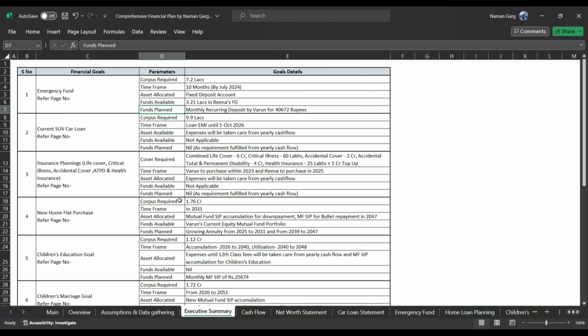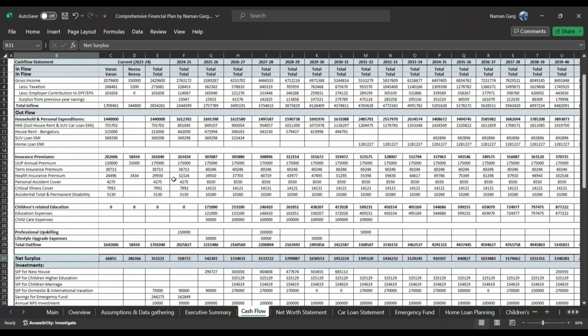Now, moving on to the executive summary. This sheet will give you a summarized view of the financial planning done for all your individual goals. How and where do you need to save to achieve those financial goals? Well, I would call it the simplest view for a not so Excel-savvy person. Against each financial goal, you will see different parameters like corpus required, time frame, assets allocated, funds available, and funds planned.